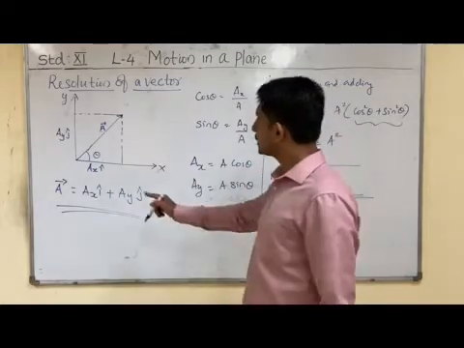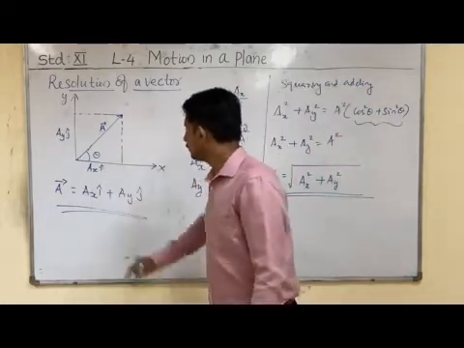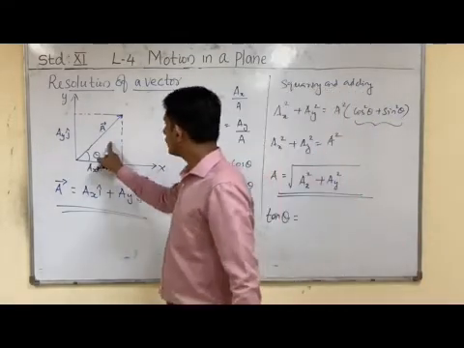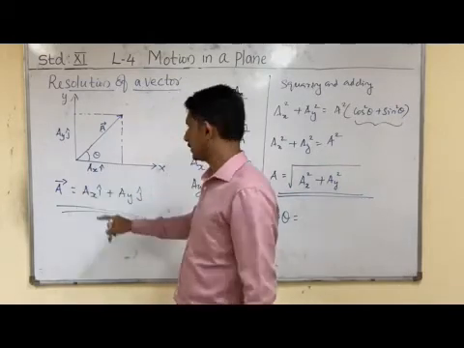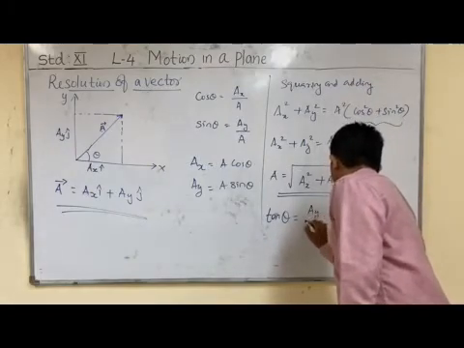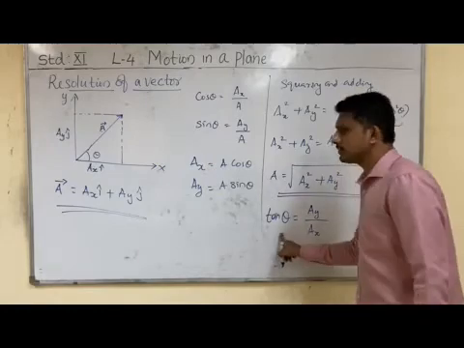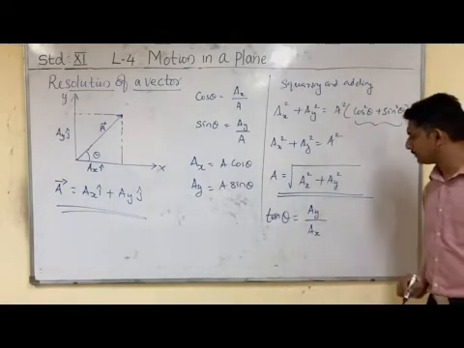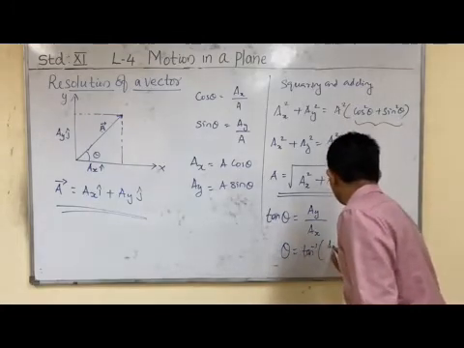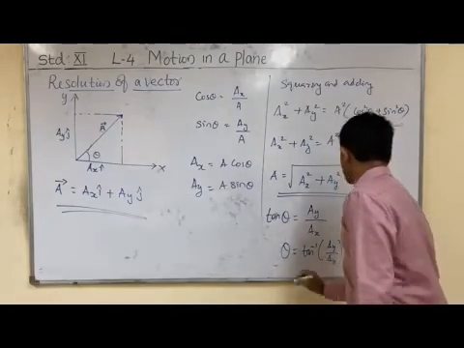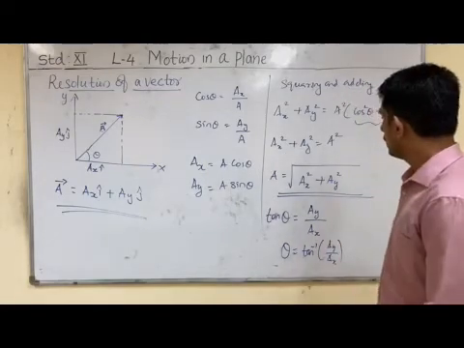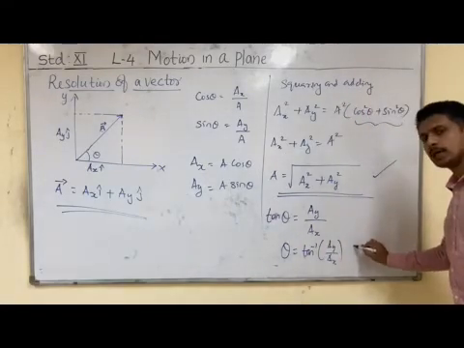Similarly, we can find the direction of this vector. If we want to find the direction, we take tan theta, which is the opposite side divided by the adjacent side. The opposite side is AY, so tan theta is AY divided by AX, or theta is equal to tan inverse of AY divided by AX. This is the way, by the method of resolution of a vector, we can find the magnitude and the direction of a vector.